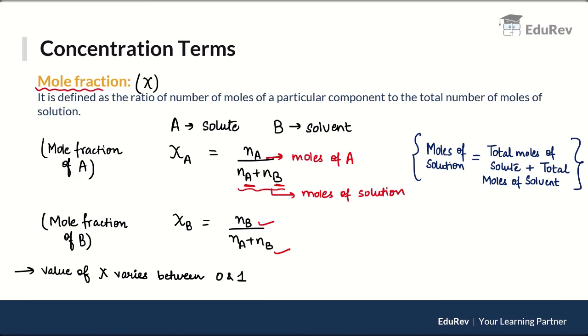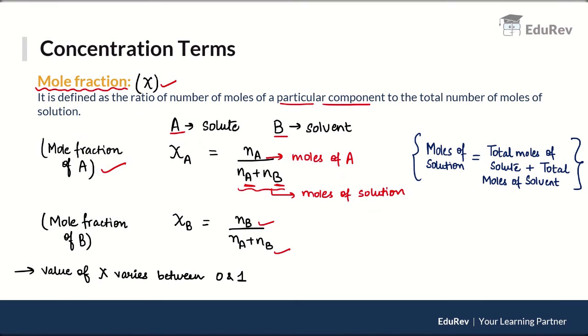Another concentration term is mole fraction. It is represented by the symbol chi. It is defined as the ratio of number of moles of a particular component to the total number of moles of solution. ठीक है? कैसे निकालेंगे? Suppose I have a solution comprising of A as solute and B as solvent. तो अगर मुझे mole fraction of A निकालना है, so it will be given by chi A equals moles of A. जिस भी component के moles निकालने हैं वो numerator में आएगा divided by total moles of solution.